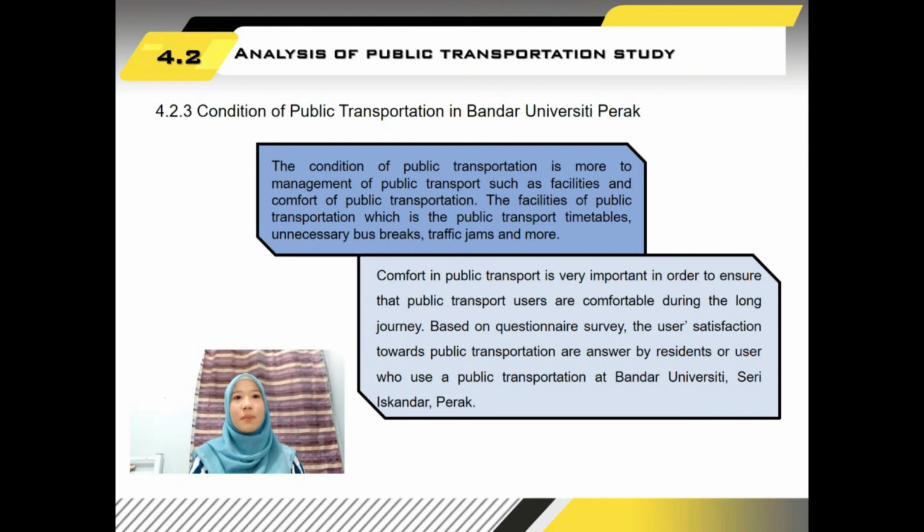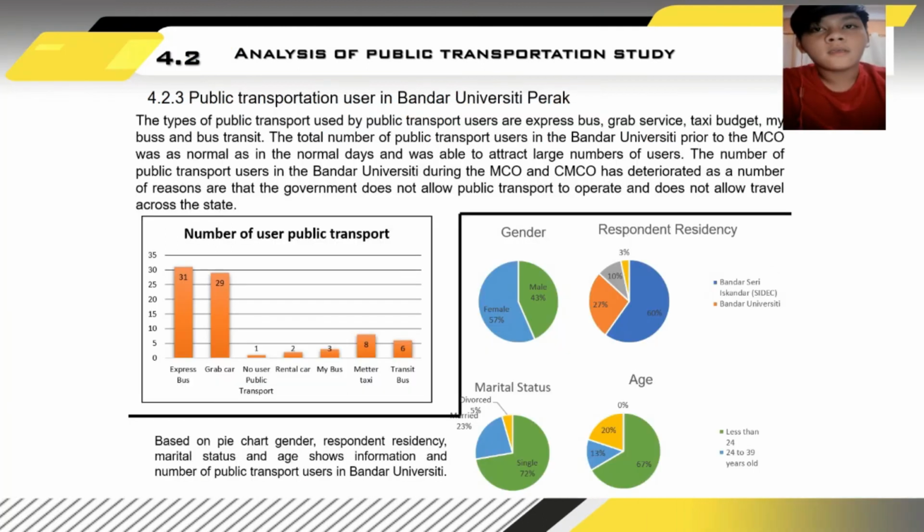Based on the questionnaire survey, the user satisfaction towards public transportation is answered by residents or users who use public transportation at Bandar University Seri Iskandar, Perak. The next slide is public transportation users in Bandar University Perak. The types of public transport used by public transport users are express bus, Grab service, taxi budget, My Bus, and bus transit.